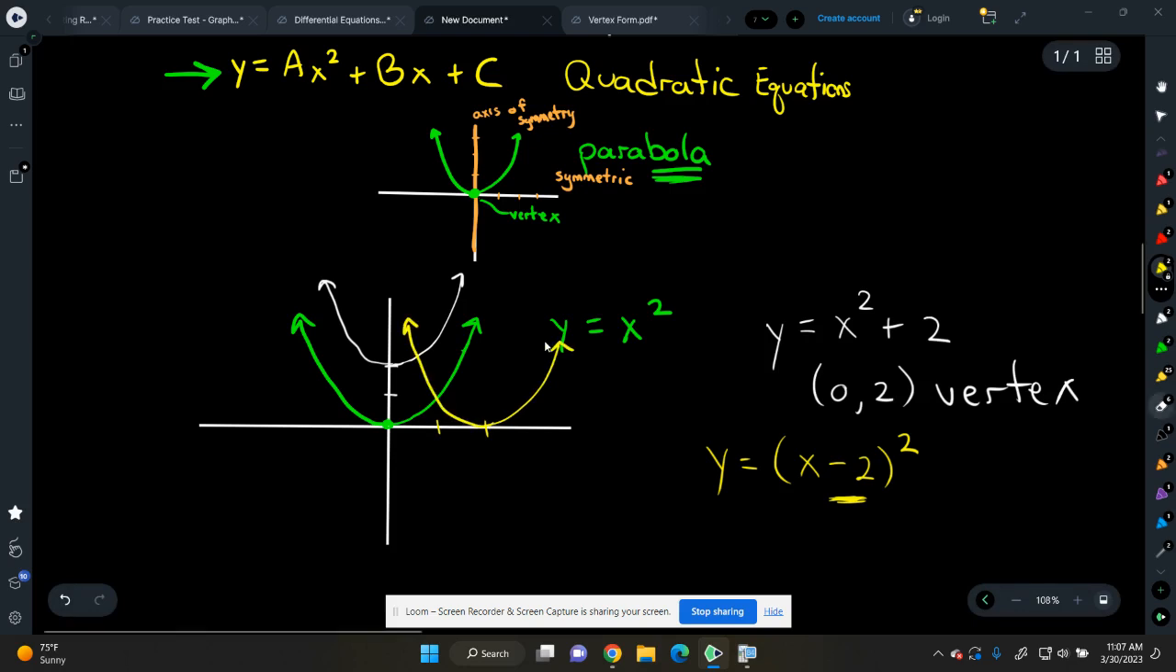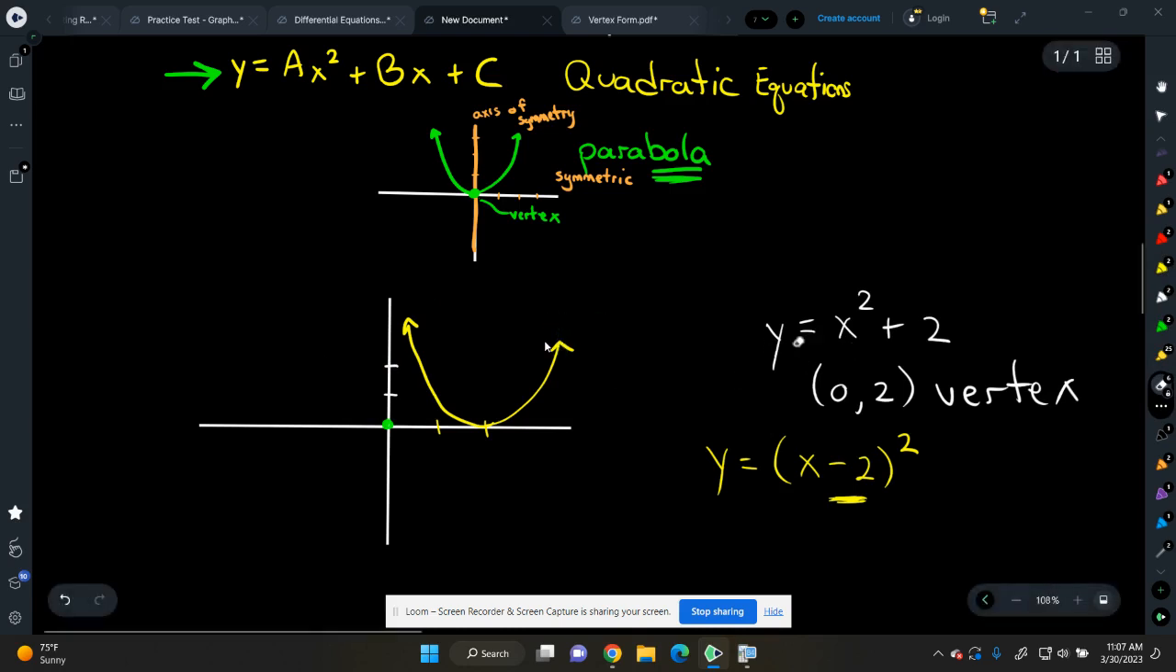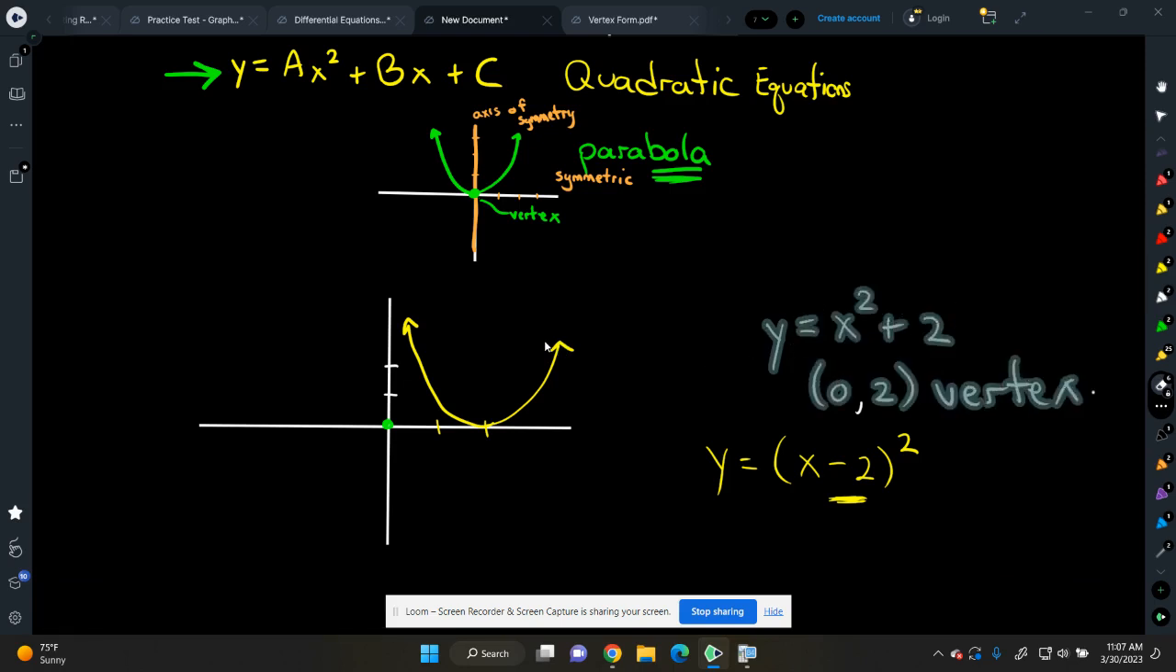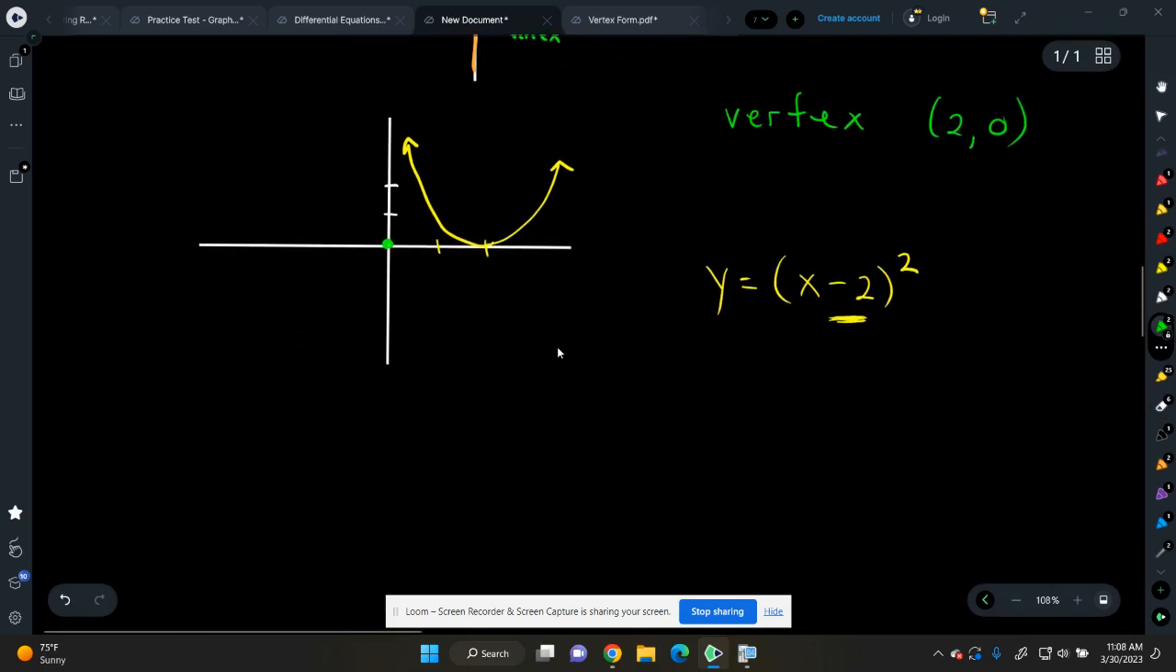Now let's just take a minute to look at a couple features about this one. If it's positive, does it go to the left? Yes, it does. So what is the vertex of that parabola? 2, 0. Very good. So the vertex is 2, 0. What's the axis of symmetry?